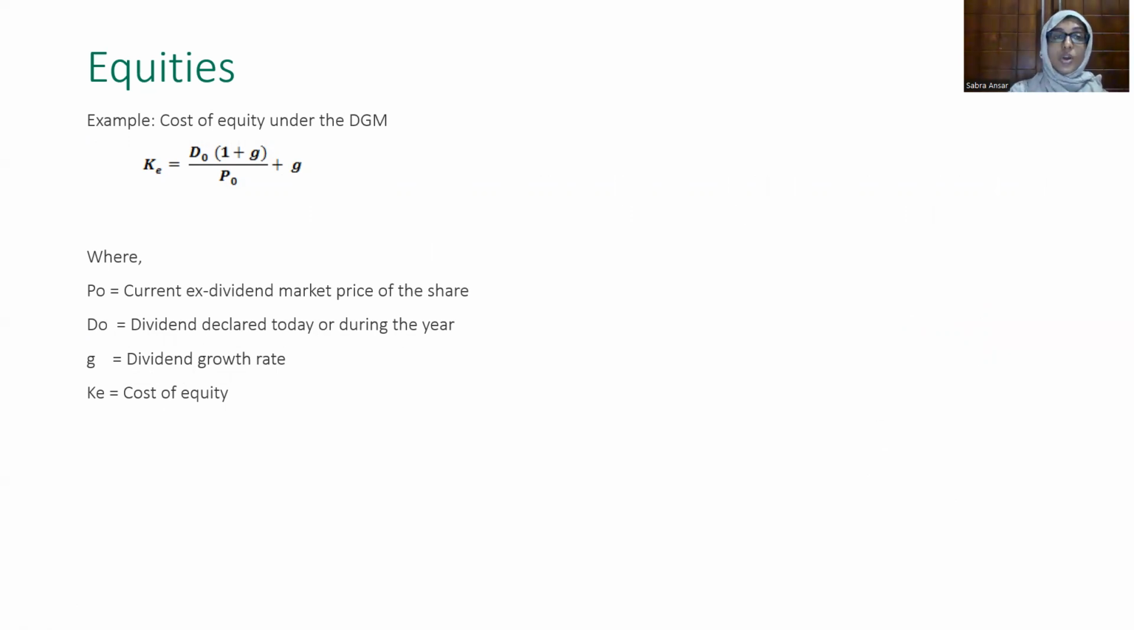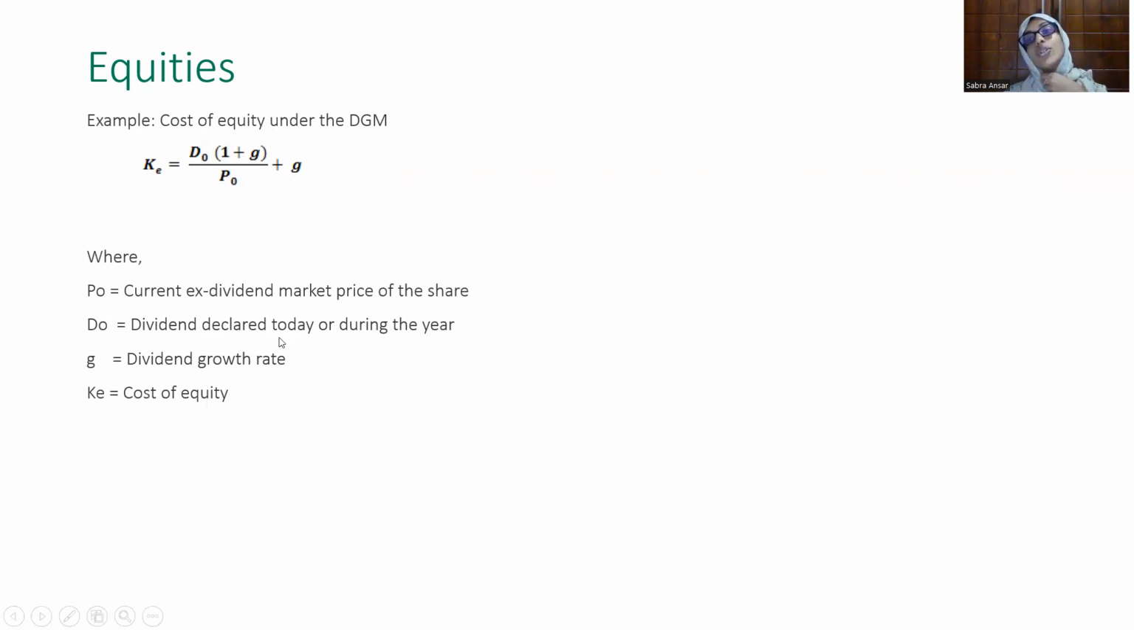Now, according to the dividend growth model, look at the formula. This is the formula that we will be using in order to calculate the cost of equity. KE is the cost of equity and D0 is the dividend declared today or during the year. Inside the bracket you get 1 plus g. g is the growth rate.